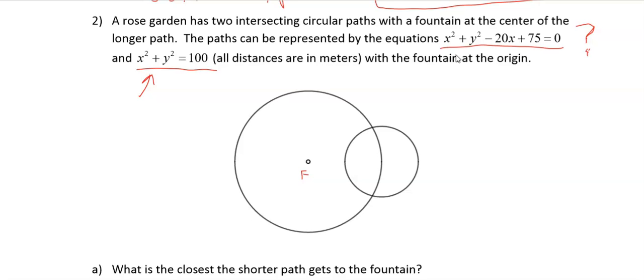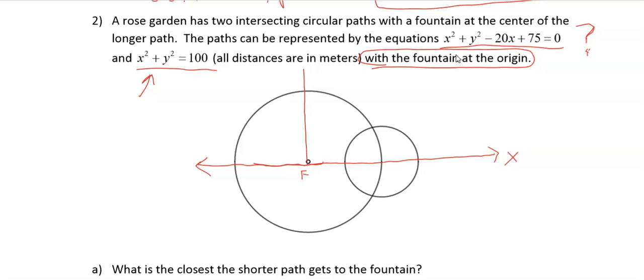All distances are in meters. Now what? Look at this. That fountain, that little dot right in the middle, that's supposed to be the origin. So in other words, watch what I'm going to add to this diagram. My x-axis is going to come like this, right through where that fountain is, cutting through both circles like that. That is supposed to be my x-axis, right there. And of course, if that fountain is at the origin, then my y-axis cuts down something like that. So there's my x-axis and there's my y-axis.